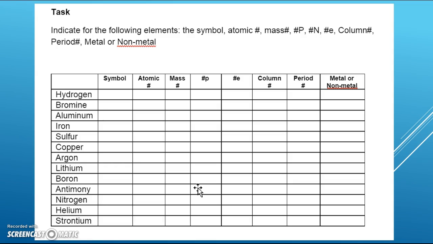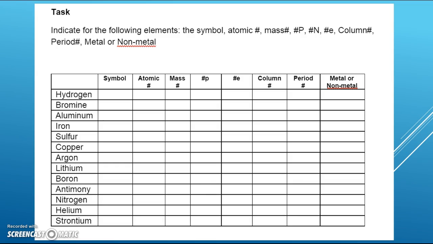Now we're also going to do this task together, this example, so that you're more familiar with identifying these different species for all the elements. So the first thing we're going to do is look for the symbol, the atomic number, the mass number, number of protons, electrons, column number, period number, and if it's a metal or a non-metal. We're going to do a couple of these together so you can make sure you're on the right track, and then you can finish the rest of these on your own.